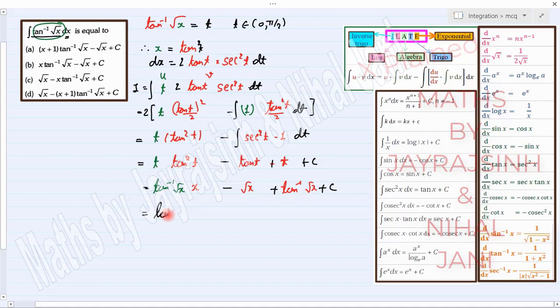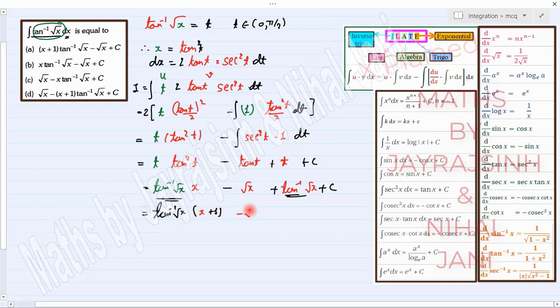So if we take tan inverse root x common from the first and last term, we will get (x plus 1) tan inverse root x minus root x plus c as your final answer, which is given in option A. Ta-da!